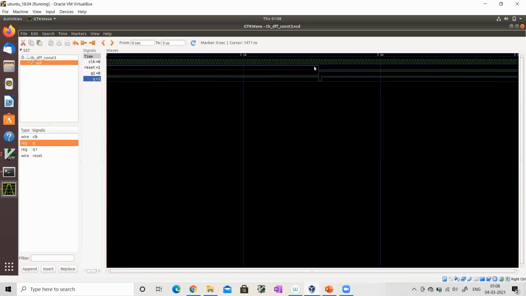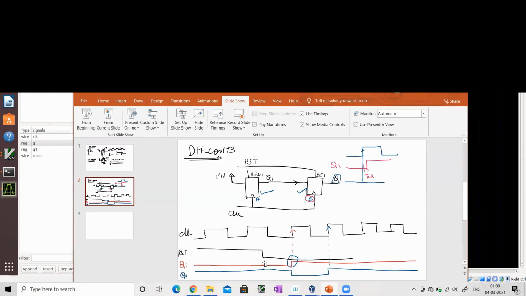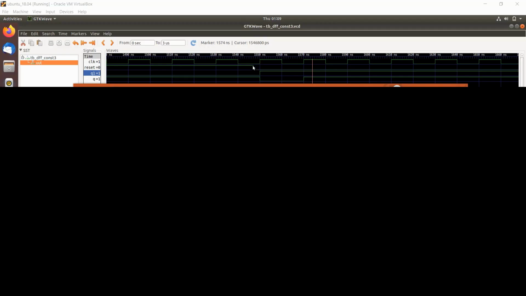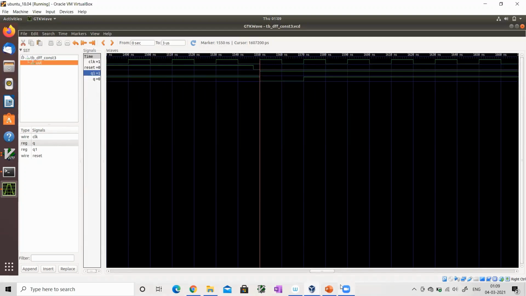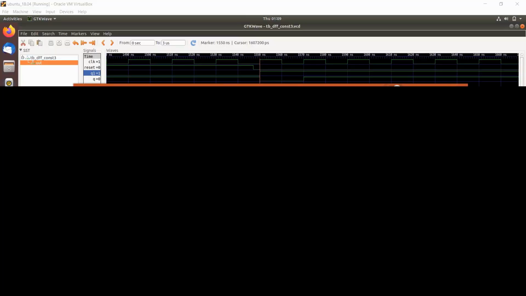Let's go to 100%. Here you go. So let's zoom in on the region of interest. If you see here clearly, Q1 goes 1 exactly on the next clock edge after reset deassertion. That is the edge after reset deassertion where Q1 goes 1. And on that edge, our Q goes 0.